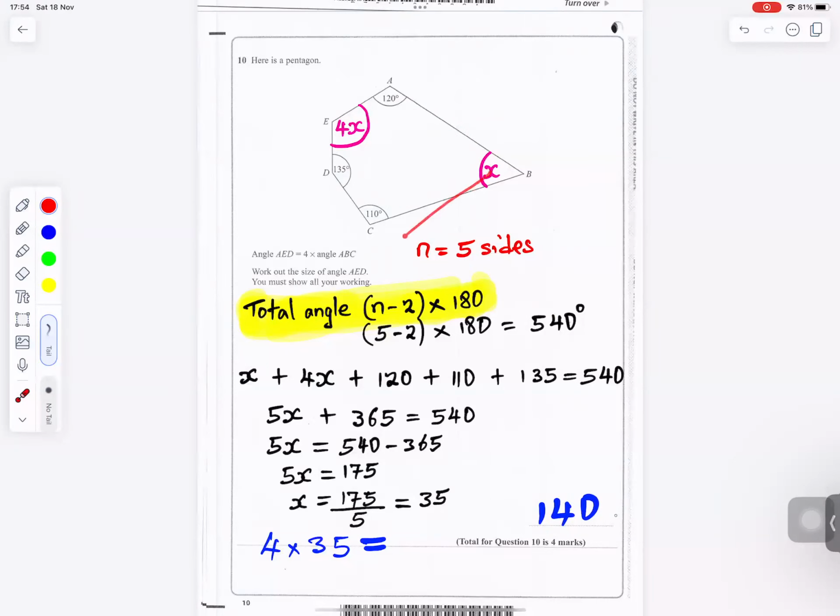So you add x plus 4x plus 120 plus 110 plus 135, equals 540. So x plus 4x gives you 5x. 120 plus 110 plus 135 gives you 365. So 540 minus 365 gives you 175, and you divide that by 5, it gives you 35. 35 is for x, so you want to get 4x, so you times by 4. 35 times 4 gives you 140.